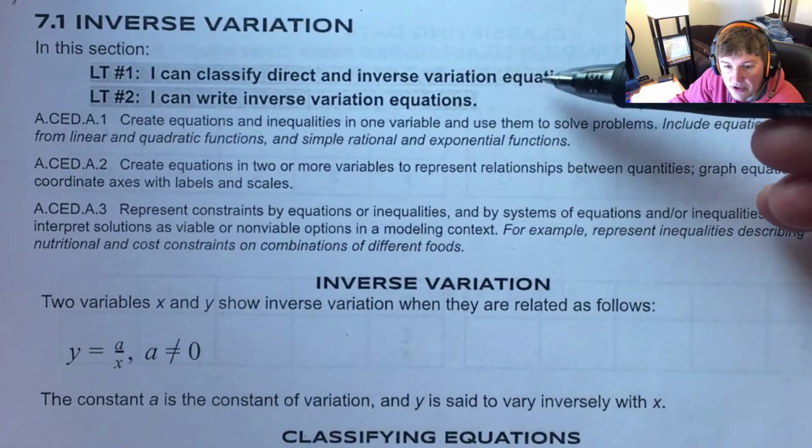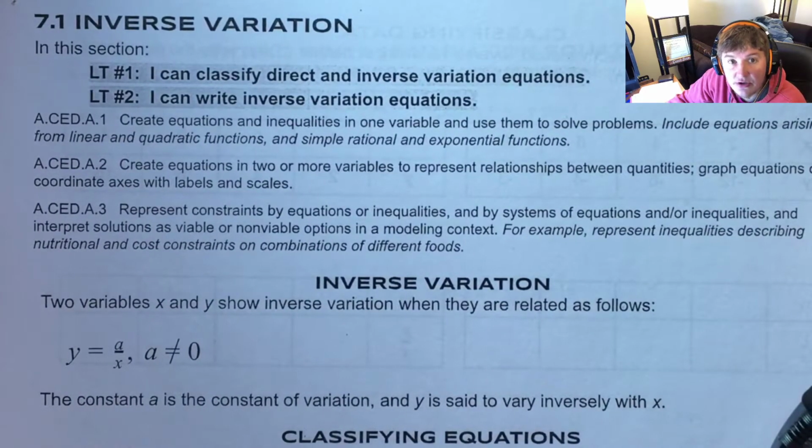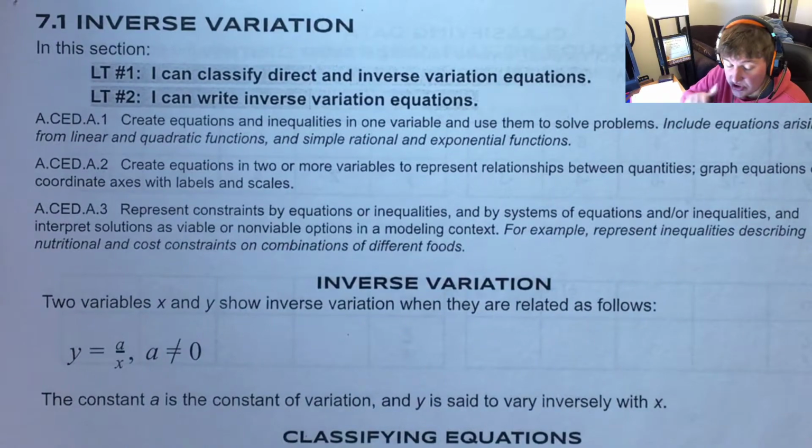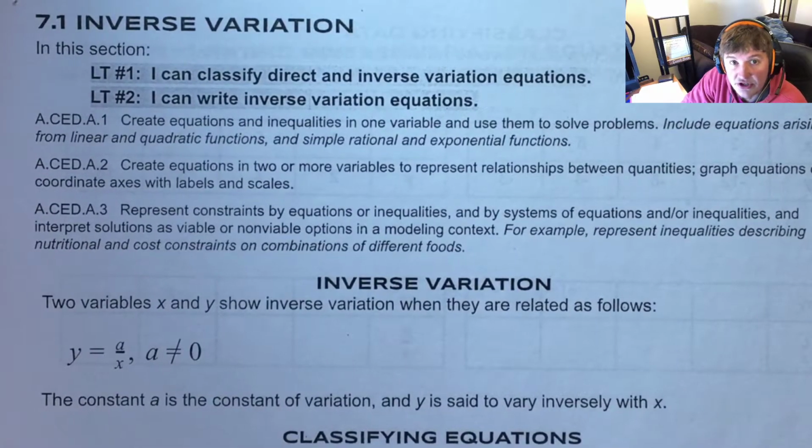Learning target number 1 is that you're going to be able to classify direct and inverse variation equations. And then learning target 2, that you're going to be able to write inverse variation equations based on different data sets we give you, whether it's an equation or a data set or some variation of that.